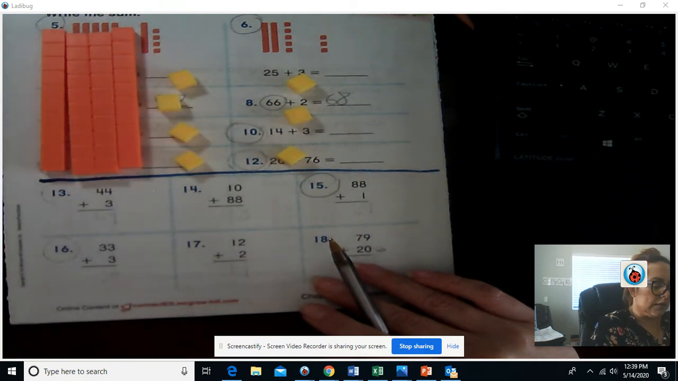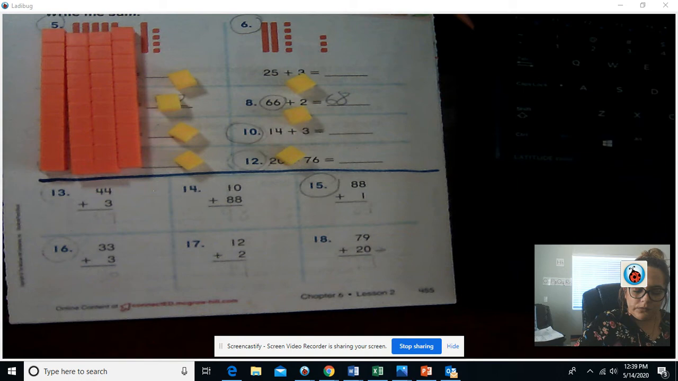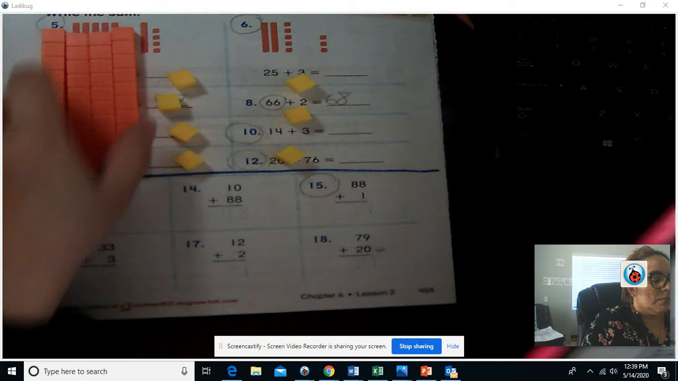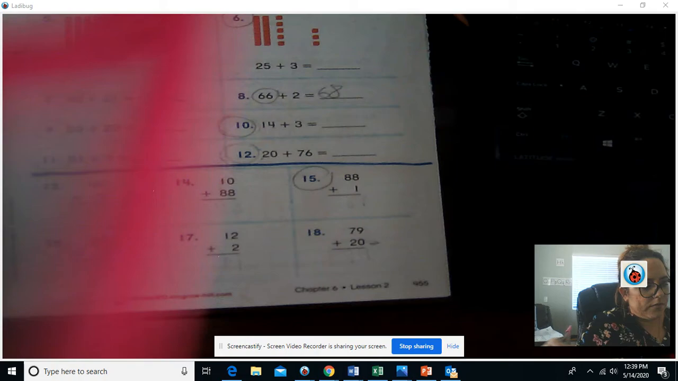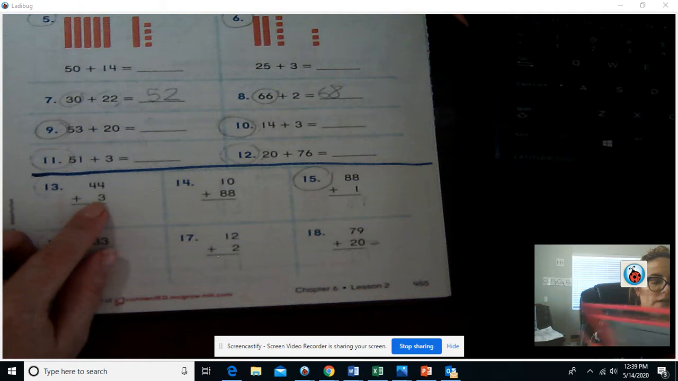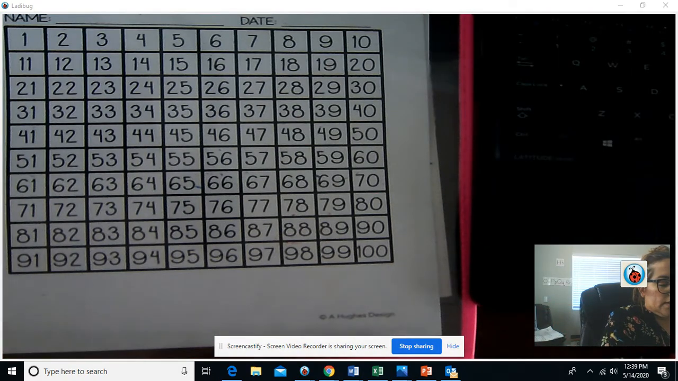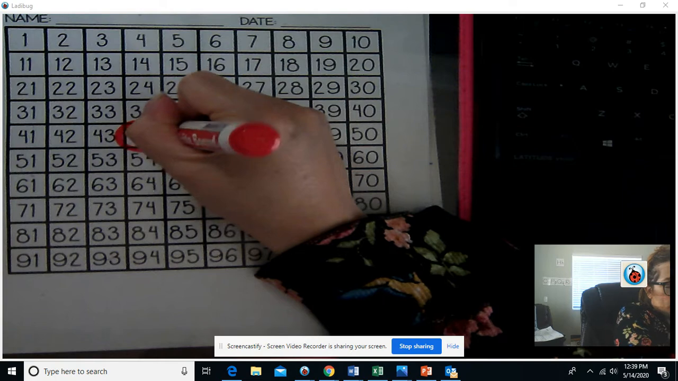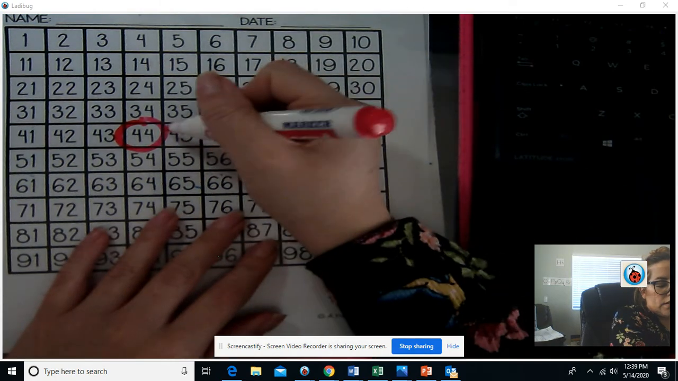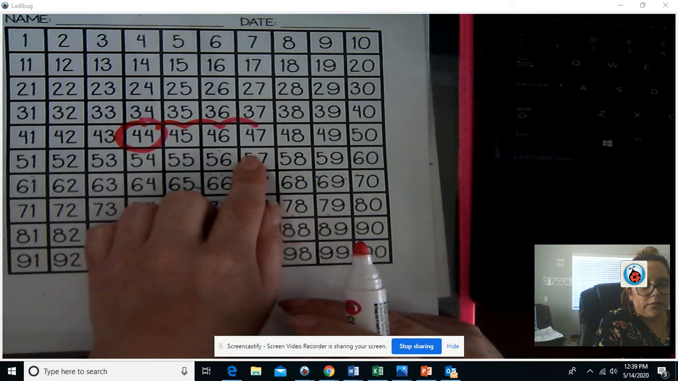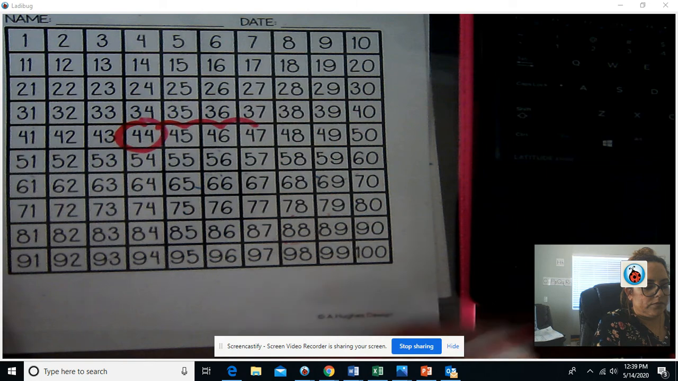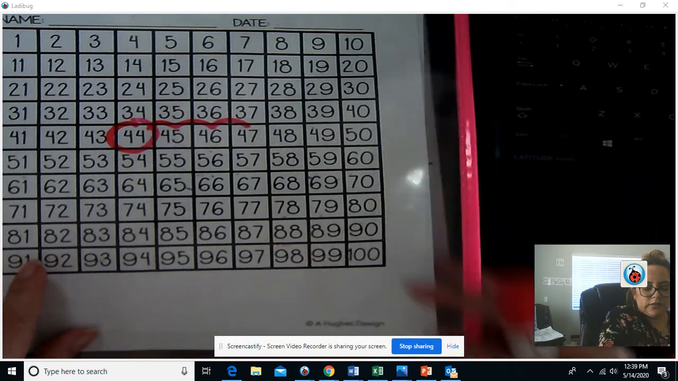I can use my manipulatives. I can also use, if you have your number chart, we can also use our number chart to help us solve this one. Okay, so I'm looking for 44, and then I'm going to add 3. So I find the number 44, and then I'm going to make 3 jumps. 1, 2, 3. So I know that 44 plus 3 equals 47. Okay, that's another way I can solve it.